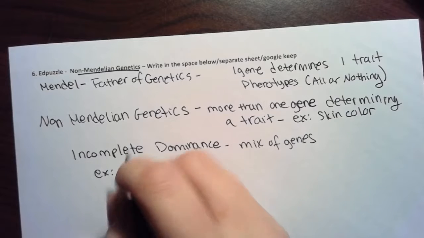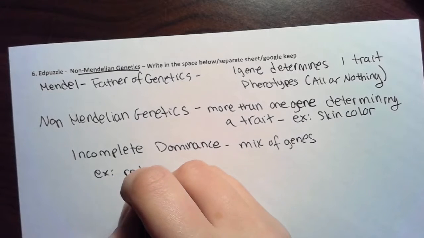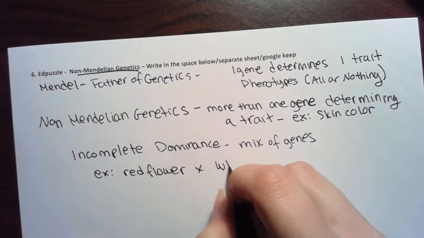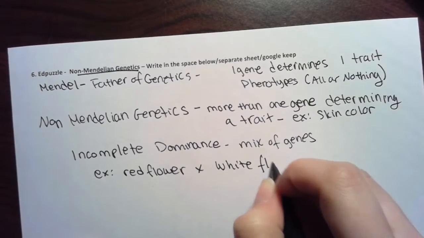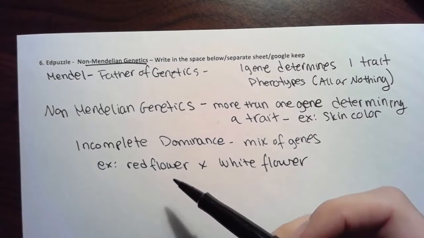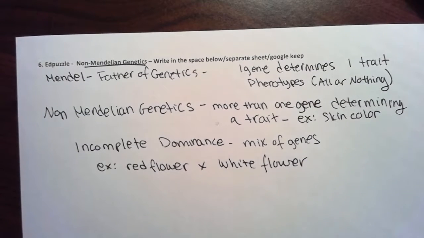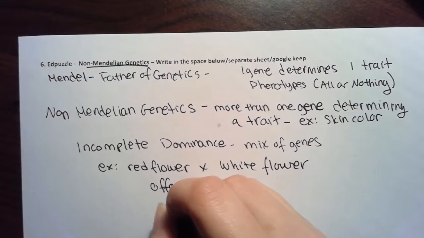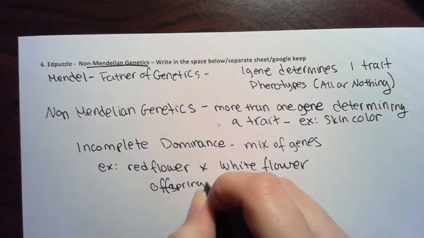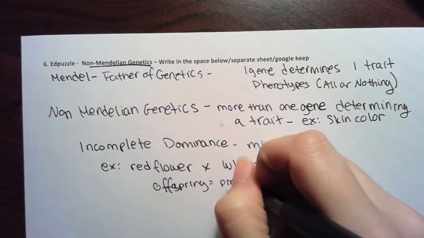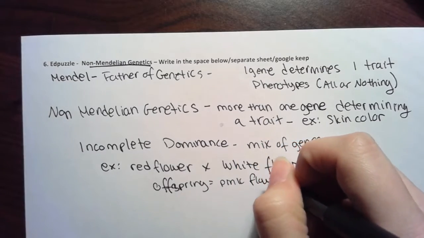Let's say you cross a red flower with a white flower. Now, according to Mendelian genetics, either you're going to get a red flower or a white flower. It's going to be one of those two things. However, in non-Mendelian genetics, your offspring is actually going to be a pink flower as an option.